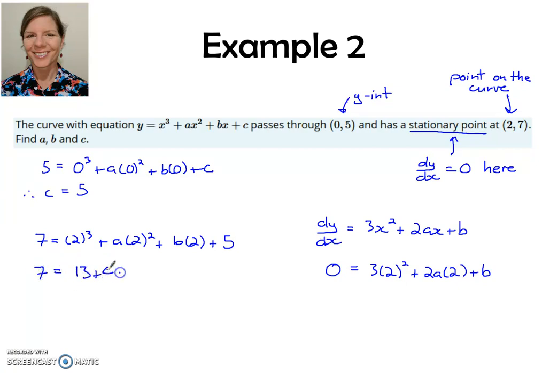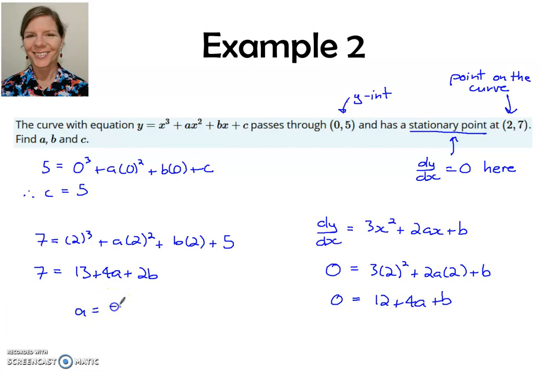13 plus 4a plus 2b, or not 2b, sorry, I can't help myself. And this one is 12 plus 4a plus b. Okay, whack that into your ClassPad to solve your simultaneous equations, but you can do it by hand. It's fairly straightforward, they're just nice and linear. But if you're looking to do it quickly, ClassPad is your friend.